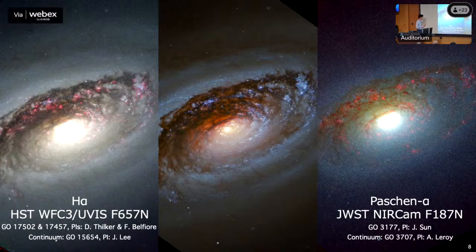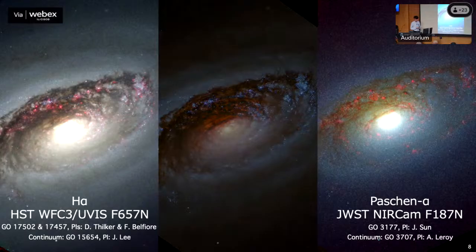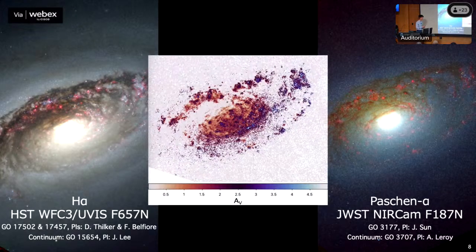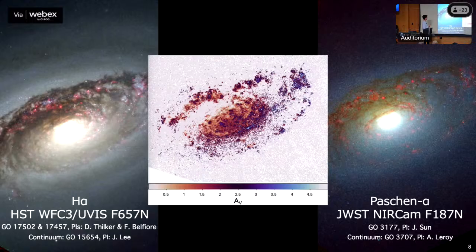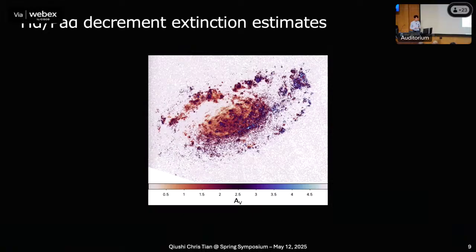Here is a 3-panel view of optical light and also H alpha and Paschen alpha. They're both in the red band. So with this, just like the Balmer decrement, we can derive extinction. So this is an extinction map. And it's even better than the Balmer decrement because Paschen alpha is a longer wavelength, so it's less obscured by dust. You can see this huge dust lane that you see here in optical wavelength is almost transparent in the JWST color image.